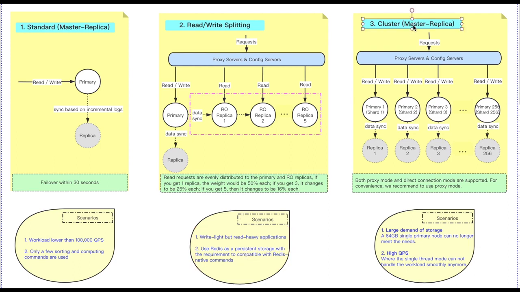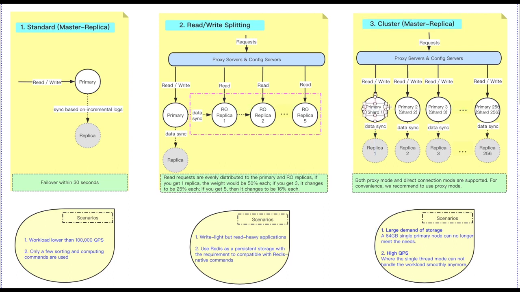Next, let's talk about the cluster architecture. As we said before, it's pretty different from the standard and the read-write splitting architecture, because the first two are still in single-thread mode, while the cluster is in multi-thread mode, which is absolutely a historical innovation for Redis. Basically, the cluster inherits the core idea of distribution. When the number of requests is too many for a single thread to handle, divide and process separately, which is also the value of sharding.